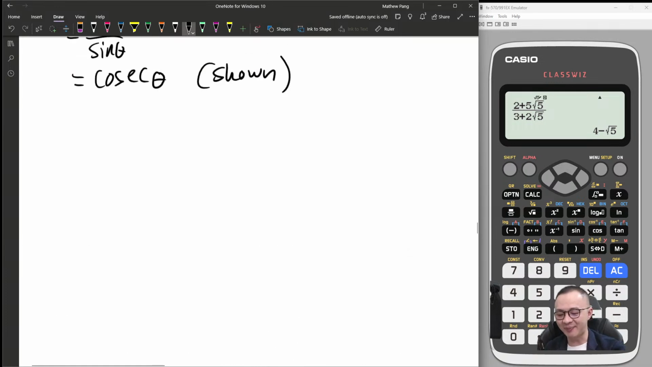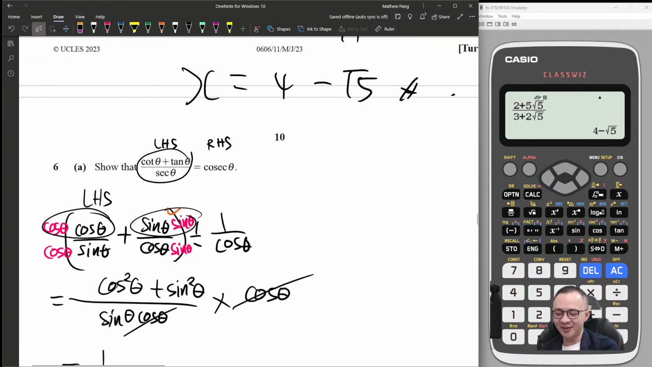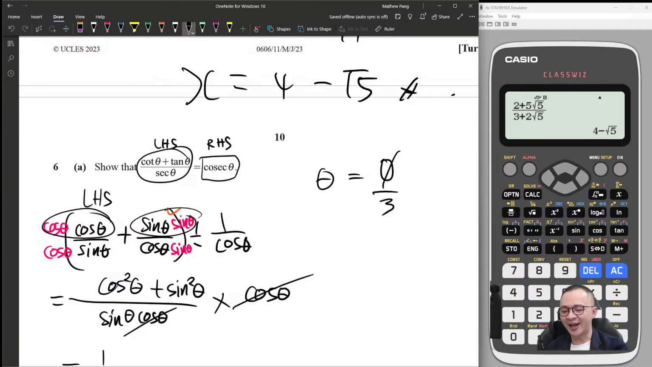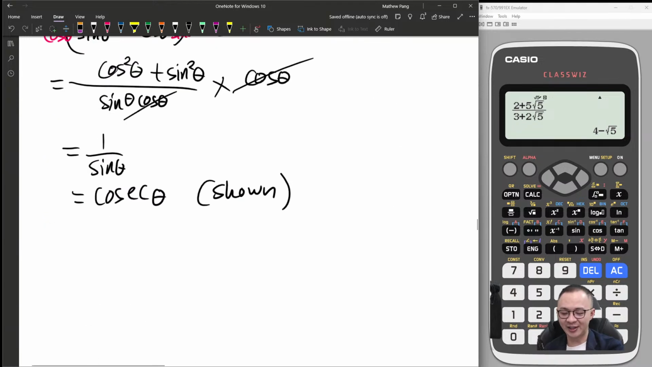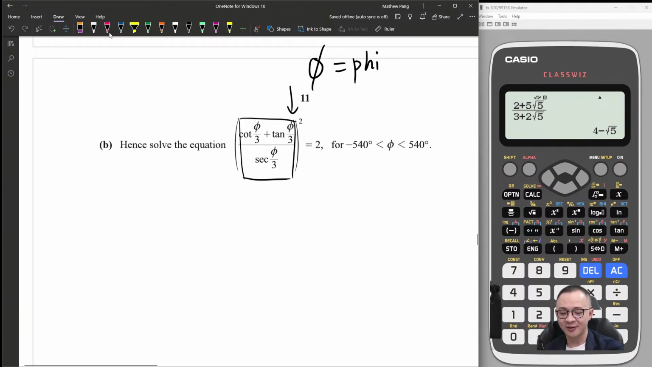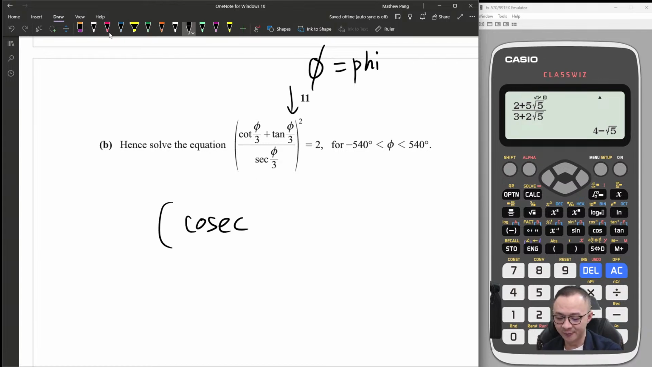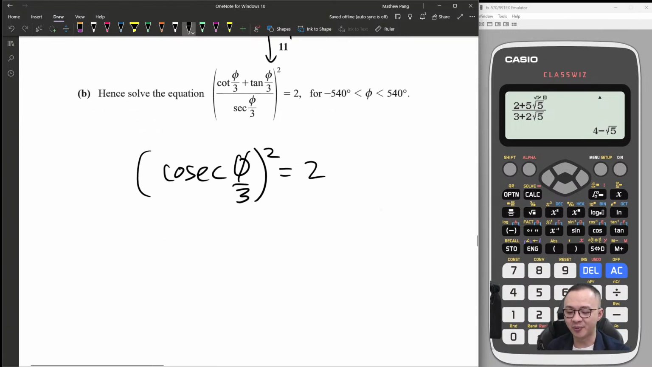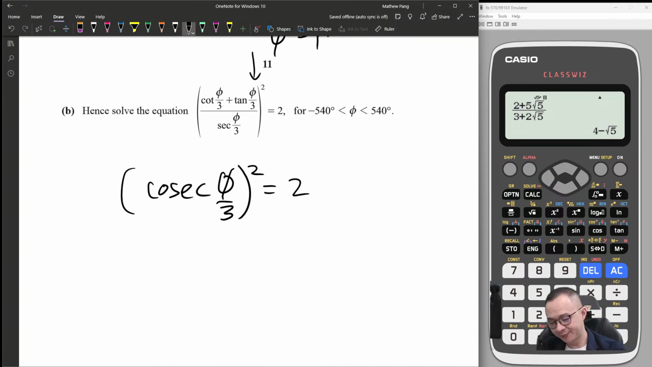Cotangent plus tangent divided by secant. So I know I will get this one. Just the theta right now needs to change to phi over 3, and then they add a square also. You get the idea? If you get the idea, I will straight away change this one. So this one will change to cosecant squared of phi over 3 equals 2. Okay, then I will start solving from here.